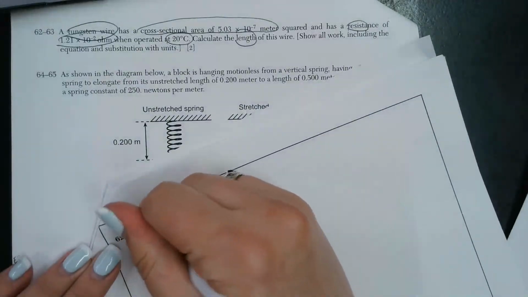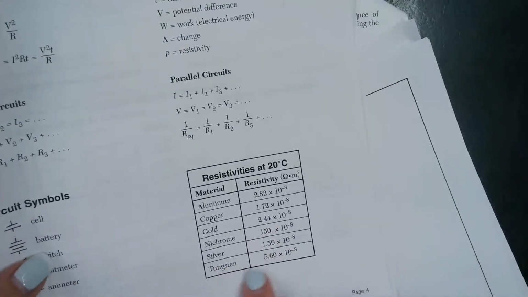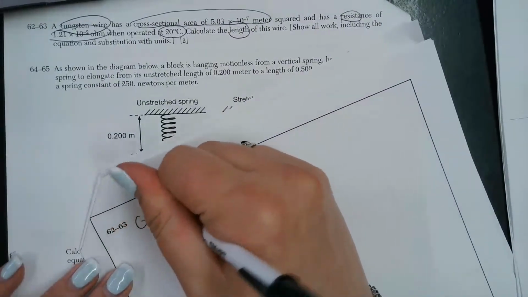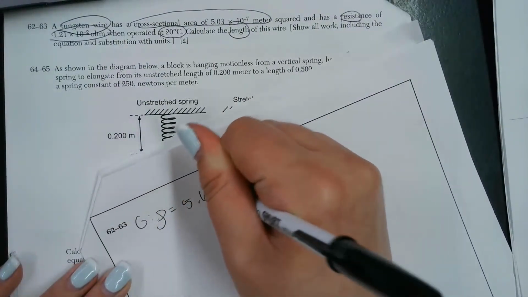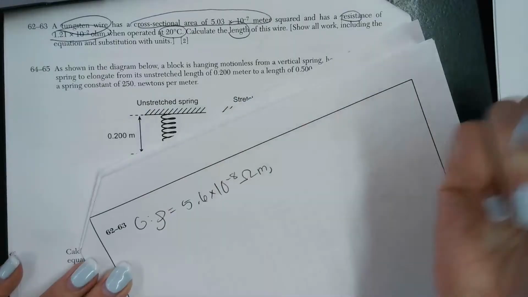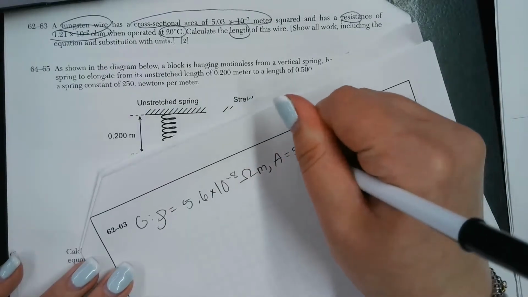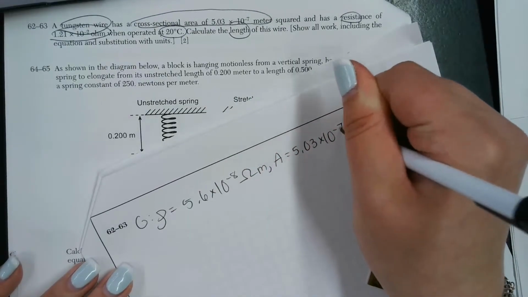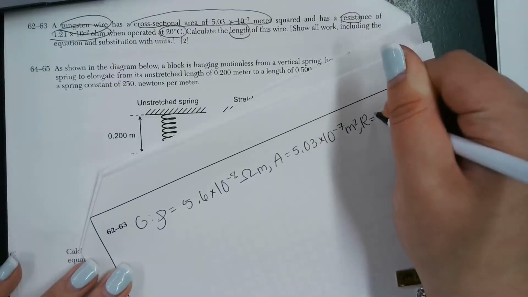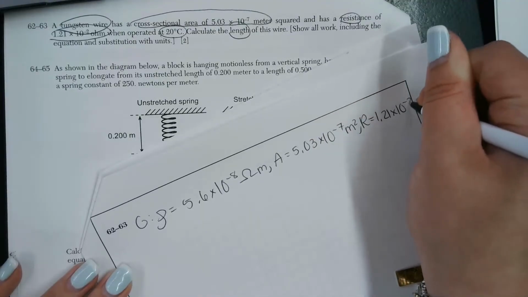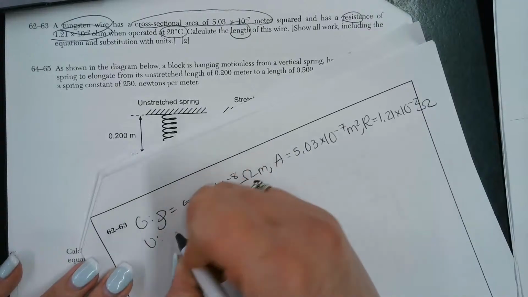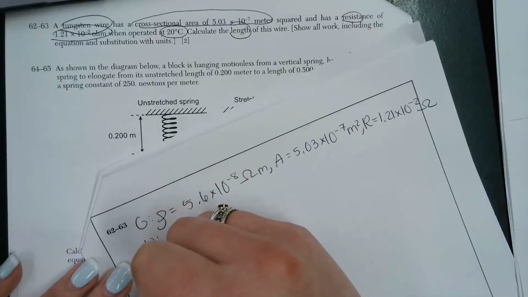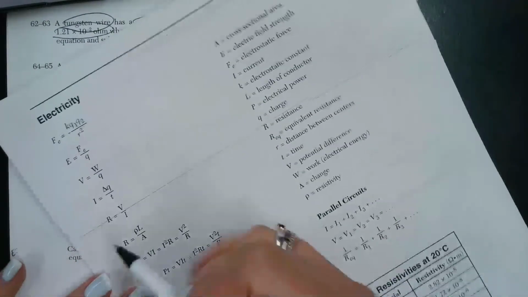Okay, so let's write down what we know. It's a tungsten wire, so we should be going to page 4. At 20 degrees, tungsten's resistivity is 5.6 times 10 to the negative 8. So resistivity is 5.6 times 10 to the negative 8 ohm meter. Then we know it has a cross-sectional area of 5.03 times 10 to the negative 7 meters squared and a resistance of 1.21 times 10 to the negative 2 ohm. The unknown is the length, and so our equation is going to be R equals rho times L over A.